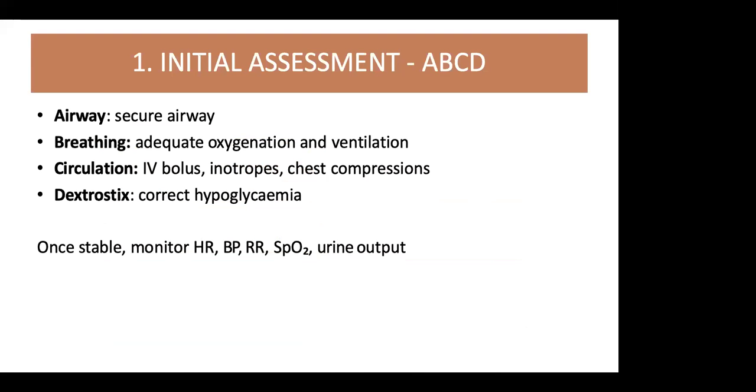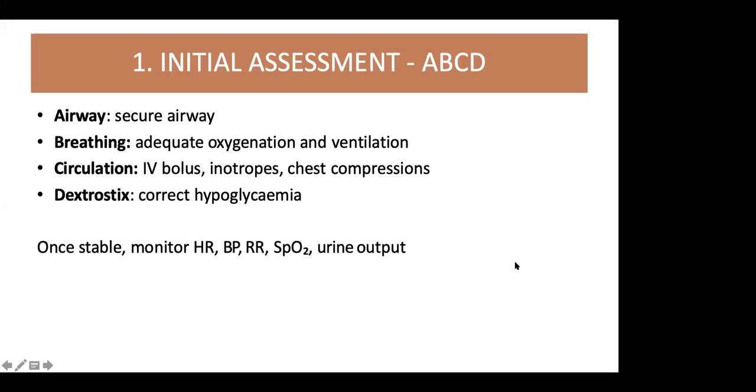Okay, for the first approach, initial assessment, we must secure the airway, breathing, circulation, and then give adequate oxygen and ventilation. And then we have to maintain the circulation accordingly. For example, we give IV bolus if the patient is dehydrated. We give inotropes such as adrenaline in case of septic shock, for example. And then chest compression if the patient is bradycardic or has poor perfusion.